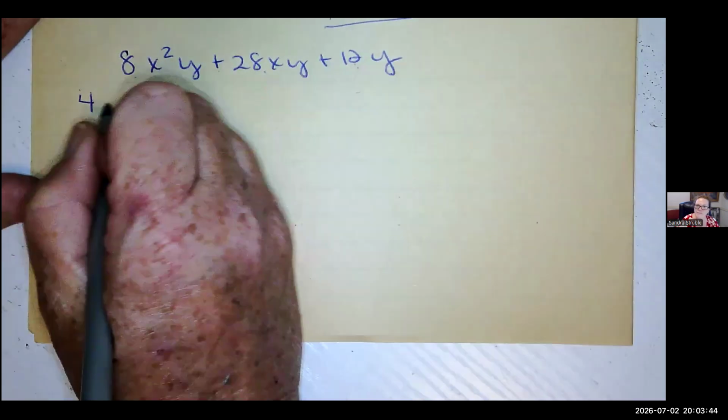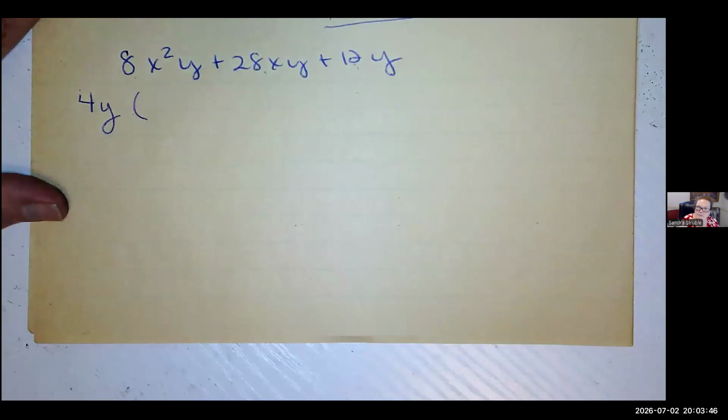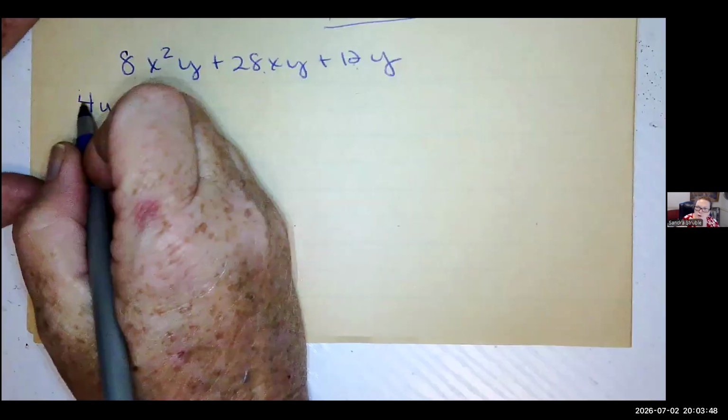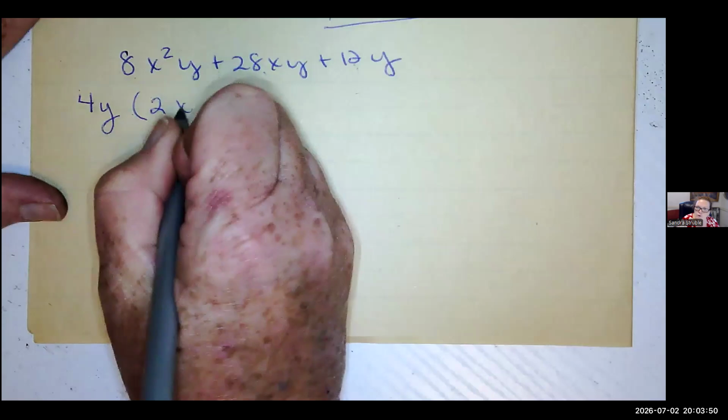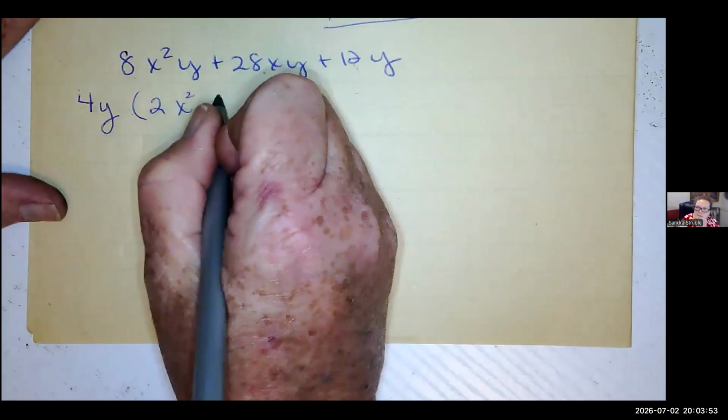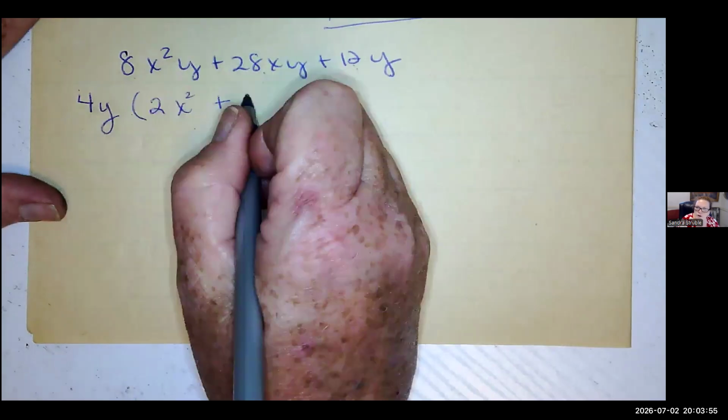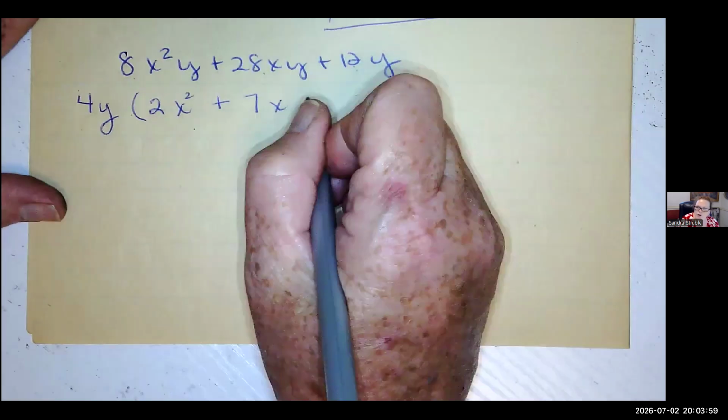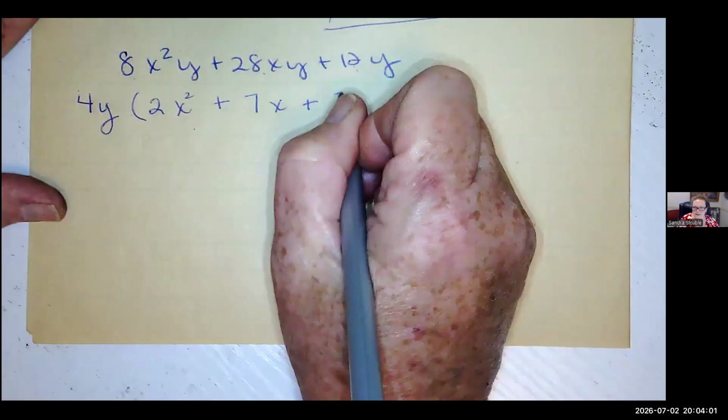And when I do that, 4 goes into 8 2 times, and I'm left with x squared. The y is gone. Plus 4 goes into 28 7 times. I'm left with an x. The y is gone. Plus 4 goes into 12 3 times. The y is gone.